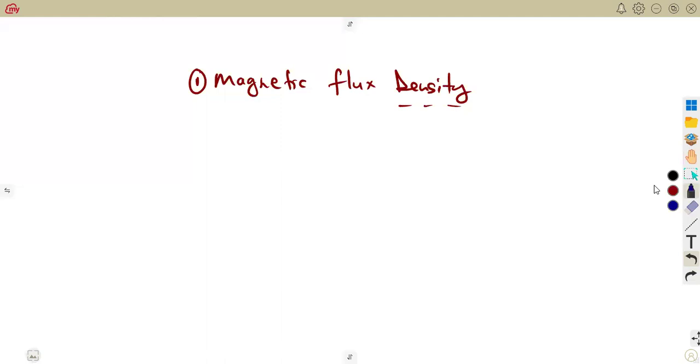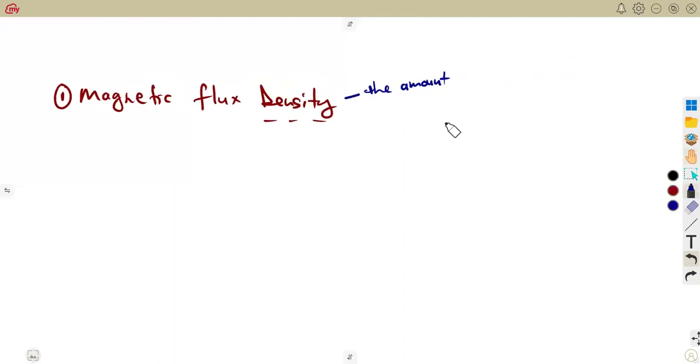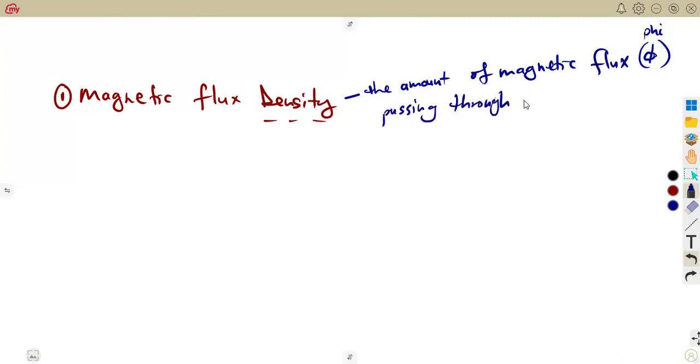Sometimes calculations are needed on the magnetic flux density. They also need you to be able to calculate what is referred to as the magnetic flux density. What is it? This is the amount of magnetic flux passing through a specific area. Remember we talked of magnetic flux previously. Remember the symbol phi. It is the amount of magnetic flux phi passing through a specific area.